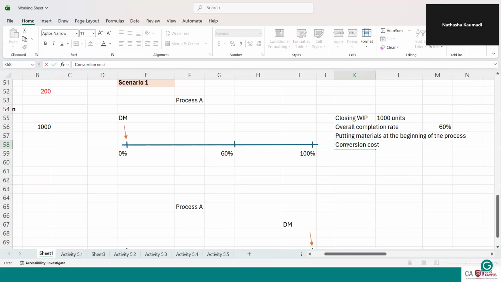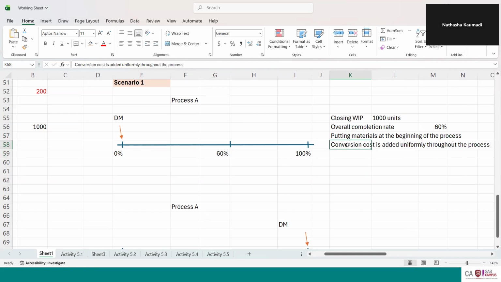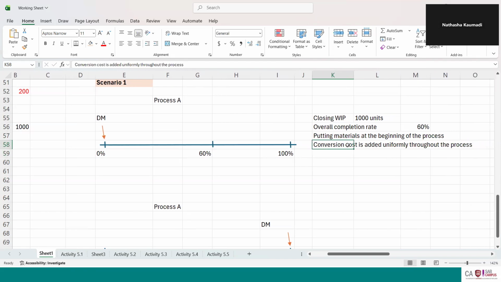Conversion cost is added uniformly throughout the process. Conversion cost is added uniformly throughout the process. What do you mean by uniformly throughout the process?